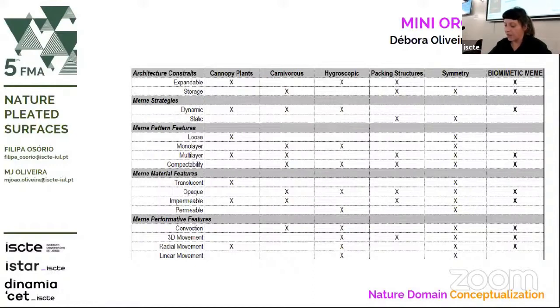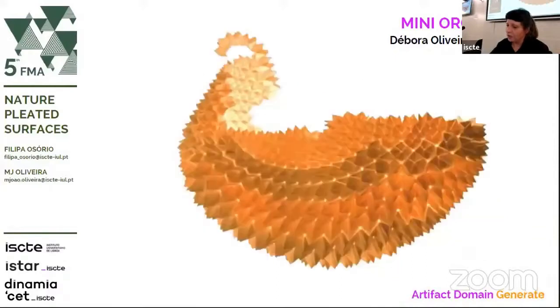This is just an aside consideration. So the biomimetic mem is one of them. It was very rich. And when we have this kind of biomimetic mem, we have a lot of difficulties to integrate all the combinations. However, they were able to produce this object, which is not self-supportive, but it is self-structured in a way that could handle the radial shape.